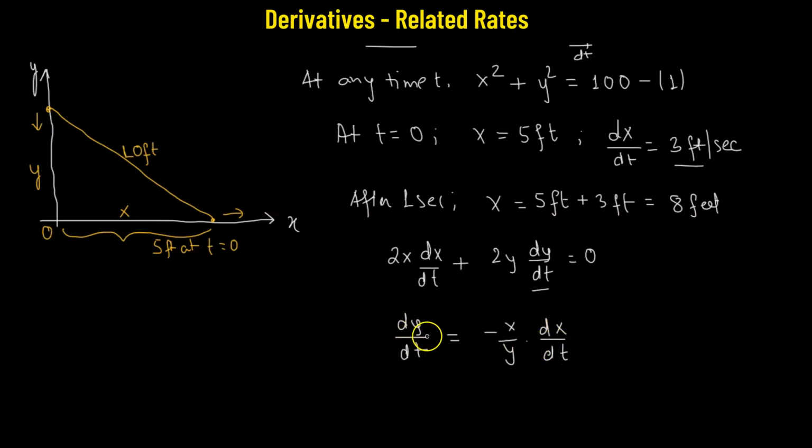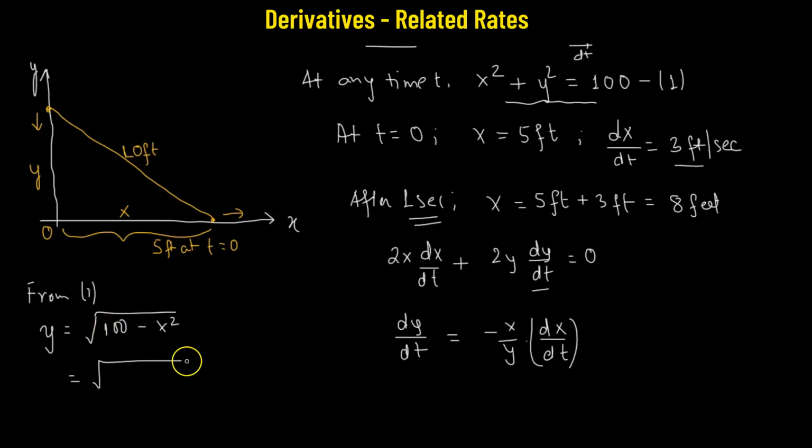And we need to find this value after t equals 1 second. So here we have already found out the value. This is provided, dx over dt, which is 3 feet per second. We have the value of x, which is 8 feet. We need to find out the value of y. So we'll again use equation number 1. So from 1, the value of y will be equal to the square root of 100 minus x squared. So the value of x is 8 feet. So 8 squared will be 64. So 100 minus 64 is 36 and the square root of 36 will be 6. So after 1 second has elapsed, this height will be about 6 feet.